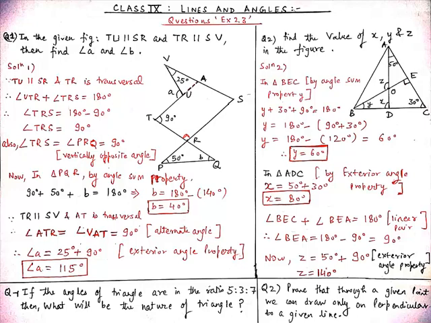And now, when we consider triangle ADC, and here we apply exterior angle property, in which exterior angle is equal to sum of opposite interior angles of a triangle. So from here, X is equal to 50 degree plus 30 degree, which is equal to 80 degree.